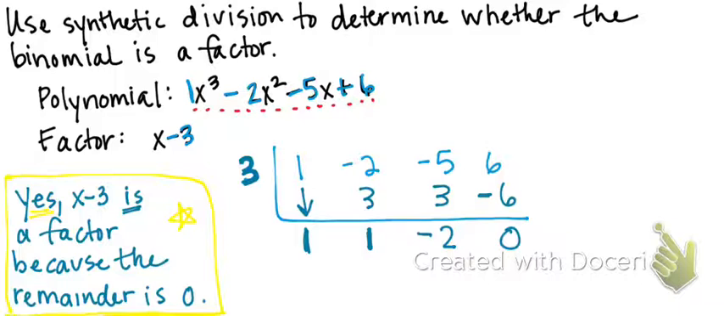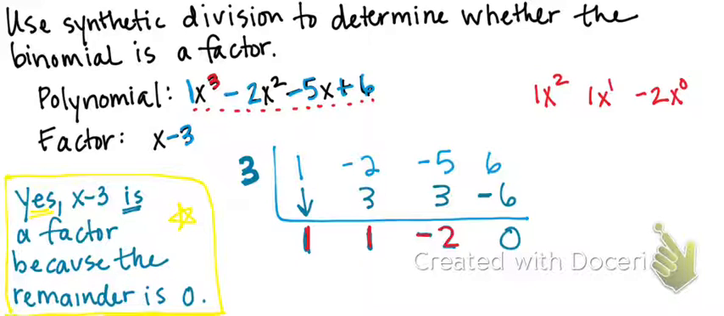Well, our answer is here underneath this line. What this is telling us are our coefficients, 1, 1, and -2. And then same variable, x, but our first exponent is 1 less than the highest exponent in our polynomial. So it would be x squared. And then this would be x to the first. And then this would be x to the 0.